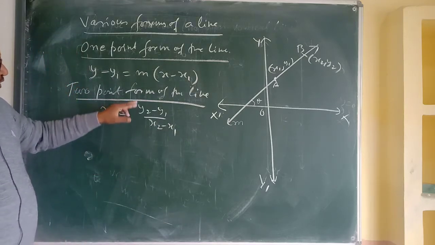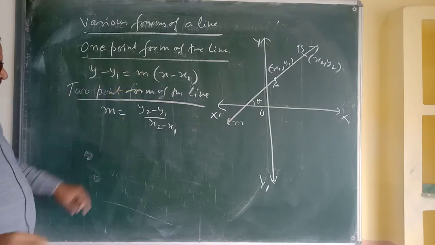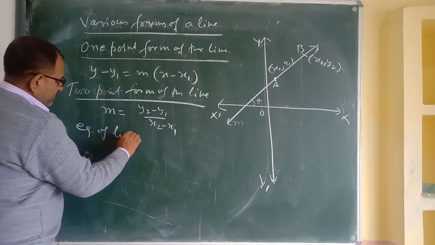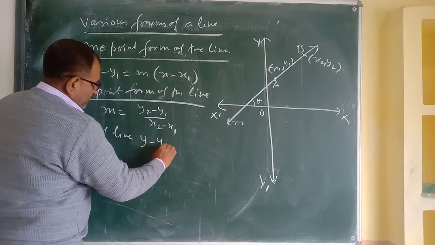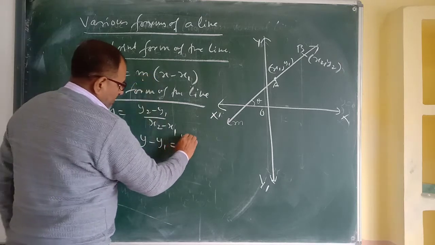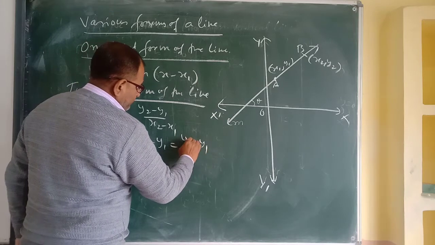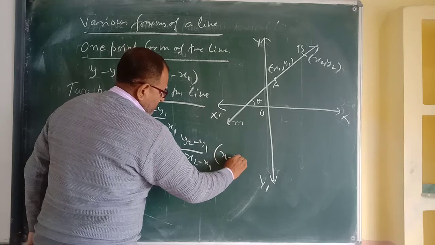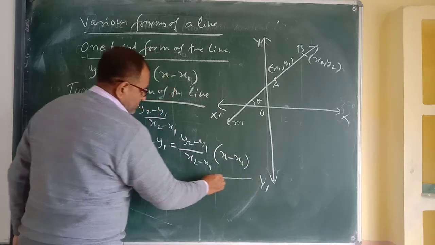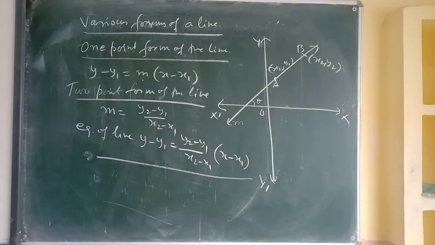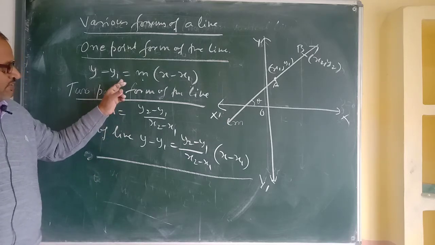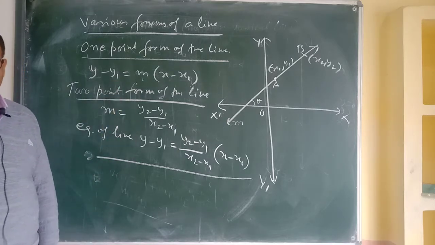We will put this value of m in this equation. So the equation of the line will become y minus y1 equals, in place of m we will put (y2 minus y1) upon (x2 minus x1), in brackets, times (x minus x1). So this is the equation of a line passing through 2 points, and this one is the equation of a line passing through 1 point.